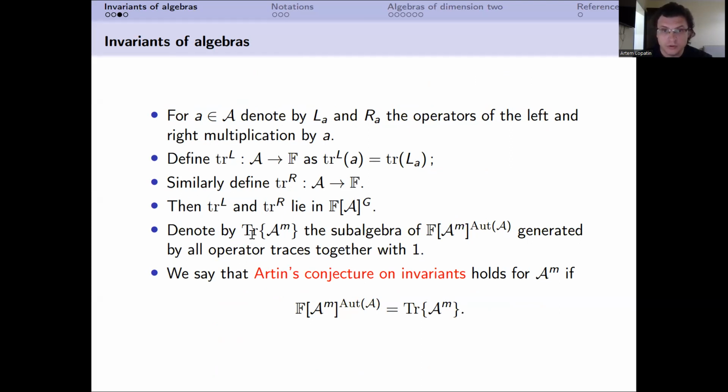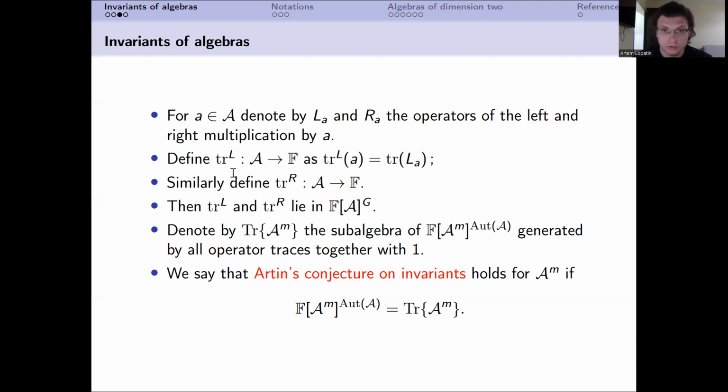Okay, and so then we can define, by trace of AM, the subalgebra of the algebra of invariants which is generated by all operated traces together with one. So what do I mean by operated trace? A little bit later, I will come back to this construction and slightly expand it, but I can briefly explain it right now.